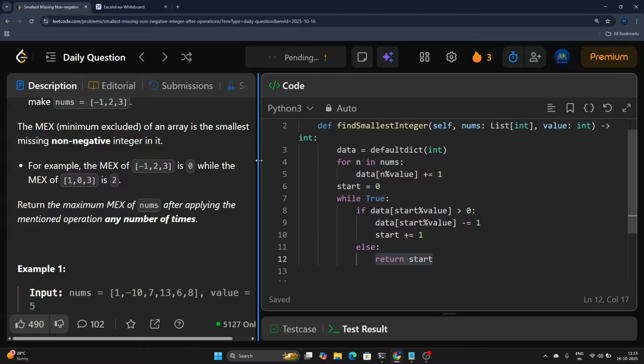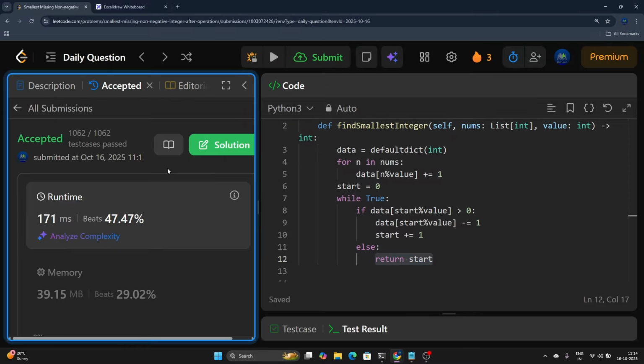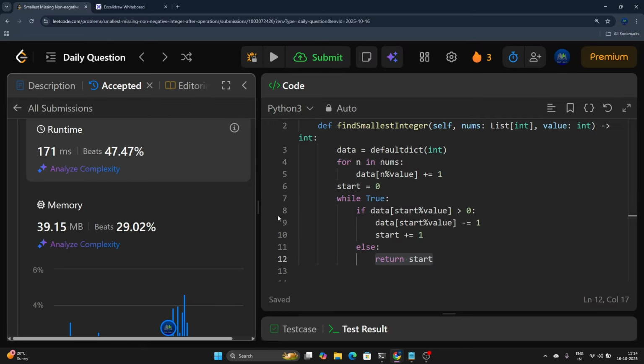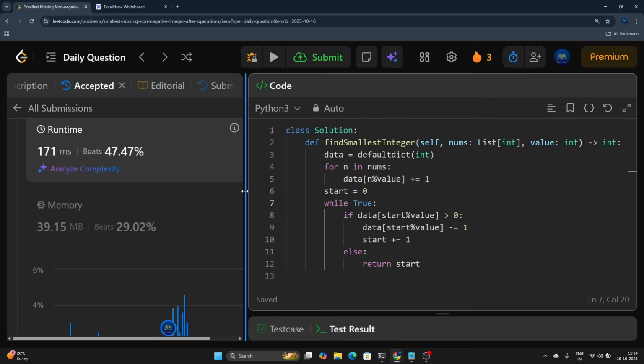Submit this. This is going to pass all the different test cases you have for this particular problem, and the solution is good. The runtime is good, the memory used is good, so we have solved the problem in a very efficient way.